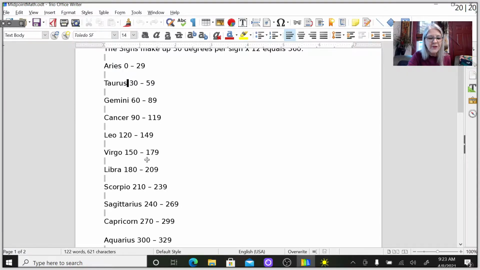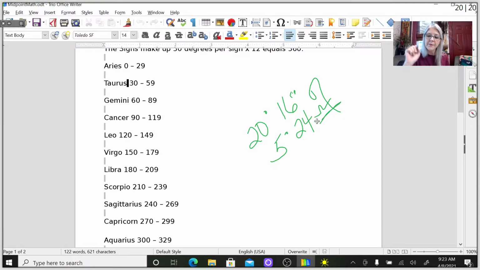Let's work down here further. So I was using 20 degrees, 16 minutes for the Leo moon. Okay, so we're going to do Leo there. All right. Now, I used a Virgo. No, I'm sorry, it was a Libra. I used a 5-degree, and I believe I used 24 minutes, and that would be Libra. And that's the sun, and that's the moon.